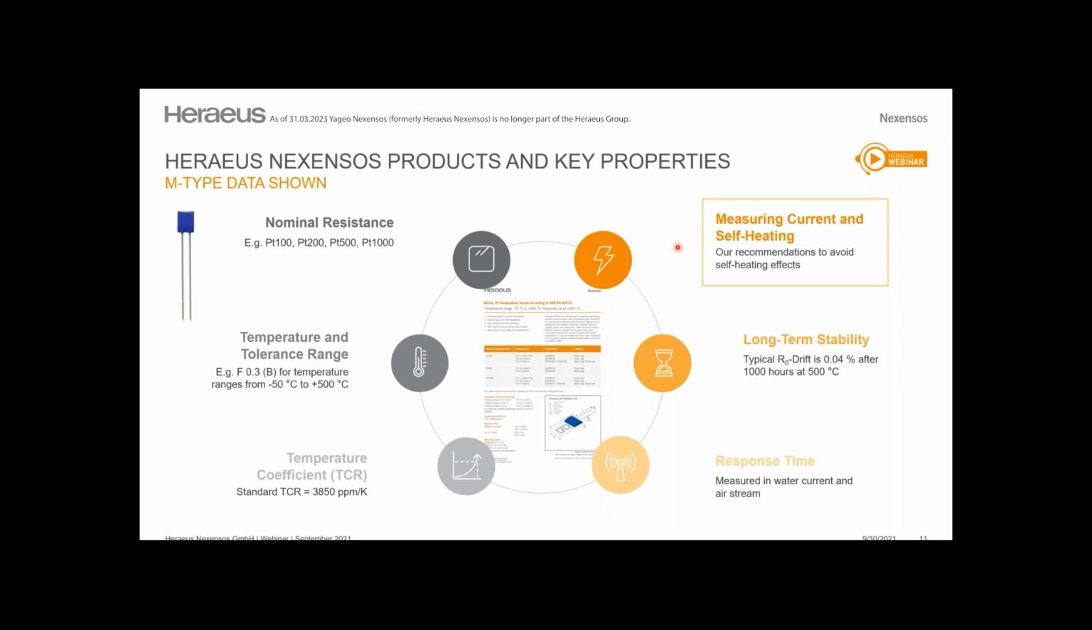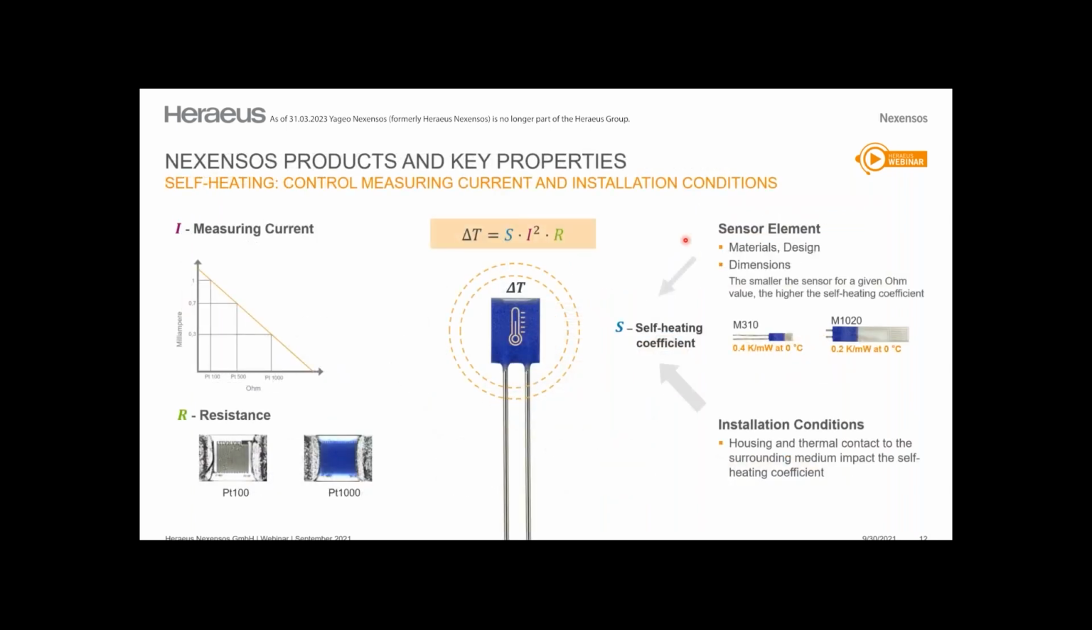So let's start with the measuring current and the self-heating, because both strongly depend on each other. Very important to know is that the PT-RTD is a passive component, and therefore it has to be energized with a small measuring current. And this current can cause a self-heating error of the sensor, and the self-heating error obviously has a negative effect on the temperature measurement. So for this reason, we give a recommendation for the measuring current on our data sheets in order to overcome, to some degree, the self-heating effect.